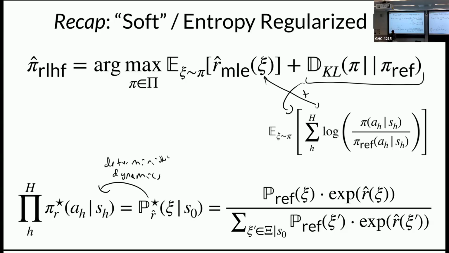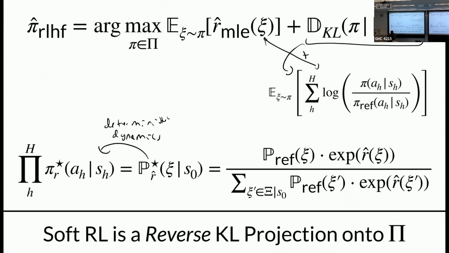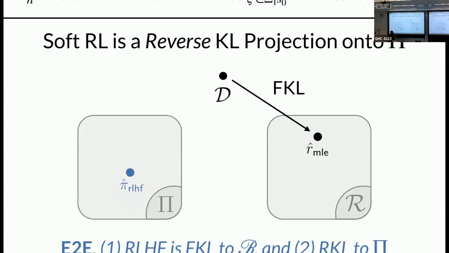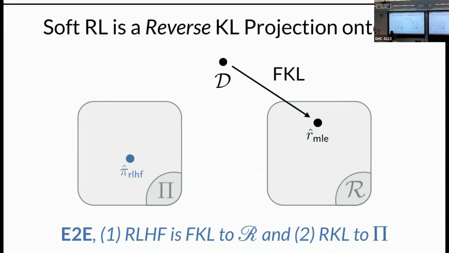I don't think I'm going to have time to go through this more carefully today, but just trust me when I say that the soft RL stuff can be interpreted as a reverse KL projection from the space of reward models to the space of policies. So end to end, you can think of this as doing a projection via maximum likelihood estimation onto the space of reward models, and then going from the space of reward models to the space of policies via this sort of reverse KL projection.